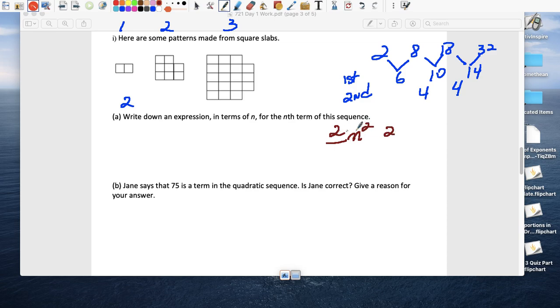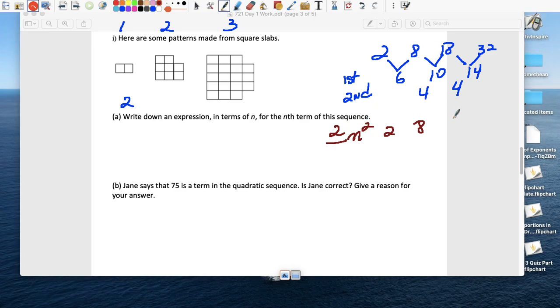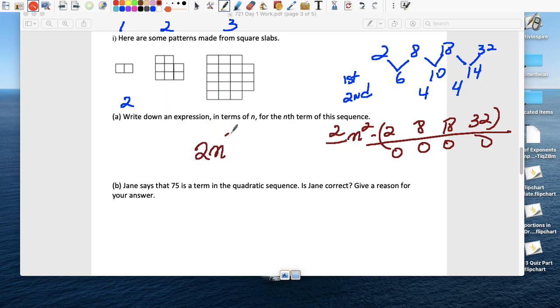2 squared, which is 4 times 2. 3 squared, which is 9 times 2 is 18. And 4 squared, whoa, look at that. If you subtract, you get 0, 0, 0, 0. So this particular nth term for this sequence is just literally 2n squared. That's it.